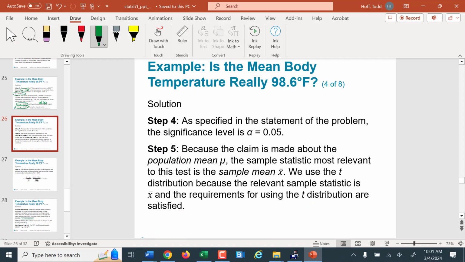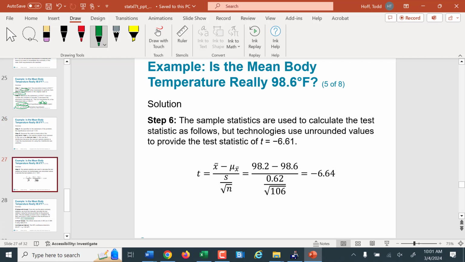As stated in the problem, our significance level is 0.05. And again, since this is a test for a population mean, the sample mean is an adequate descriptor of it. So then here we're calculating our test statistic. Our sample mean of 98.2 minus our hypothesized value in the null hypothesis of 98.6, and then our standard deviation of 0.62 divided by the square root of our sample size of 106, gives us a test statistic of negative 6.64. Now that's pretty far from zero. Almost always going to reject on that.